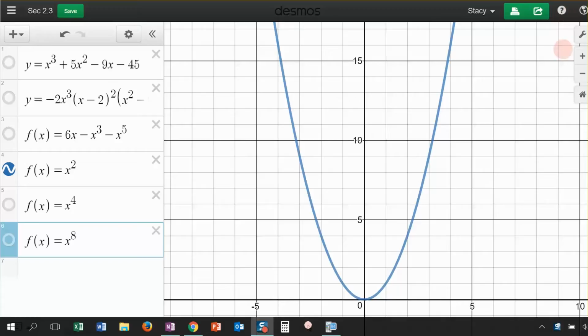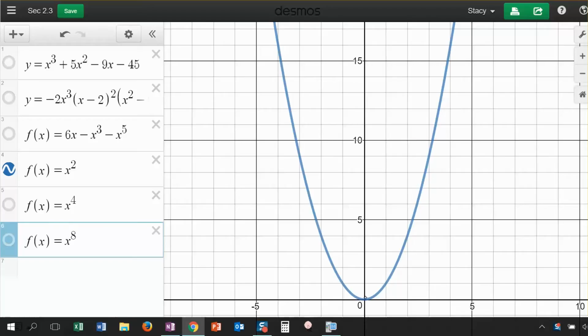Well, what are some characteristics of polynomial functions? I want to start by showing you this quadratic that we have graphed right here. This is the function f of x is equal to x squared. It's one that we're used to seeing, and you can see that I have the function here centered at the origin.